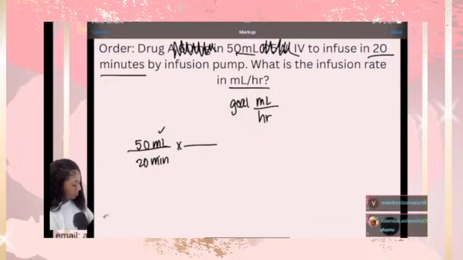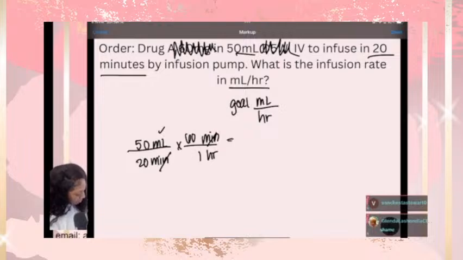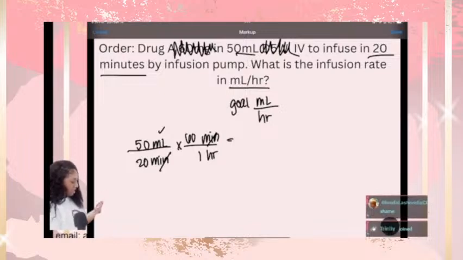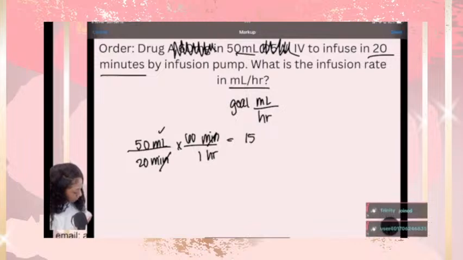No. So we can put our minutes at the top because we know that they're going to have to get crossed out, and our hours at the bottom. And so 1 hour is 60 minutes. So we'll cross our minutes out, and now we are at goal. So we can do 50 times 60 divided by 20 equals 150 milliliters per hour. Good job. Good job.